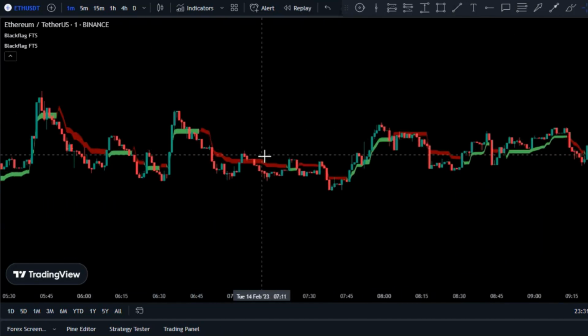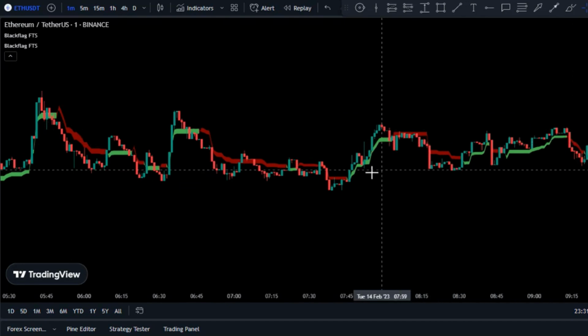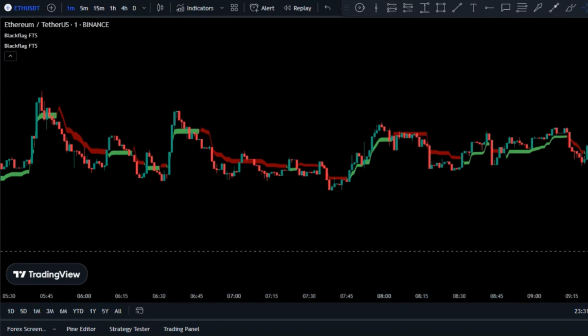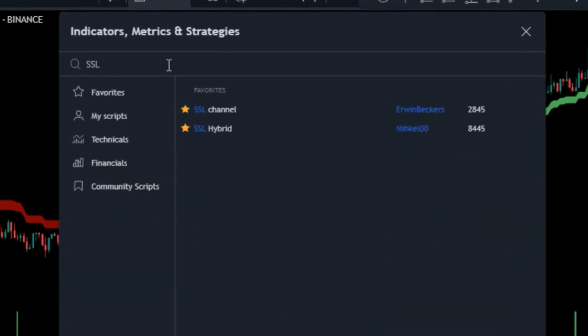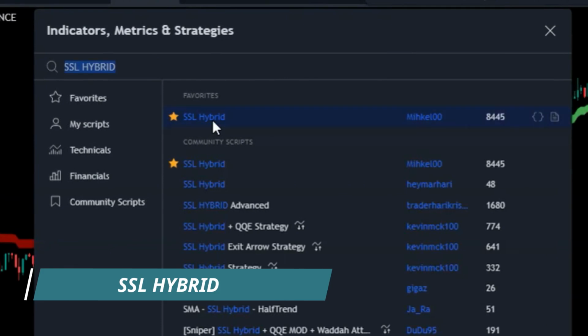But there's still another problem. This problem happens when the market moves sideways. Because when the market moves sideways, so many signals are issued. So to solve this problem, I plan to use the SSL hybrid indicator in this setup. So add this indicator to the chart from the indicator section of the TradingView platform.